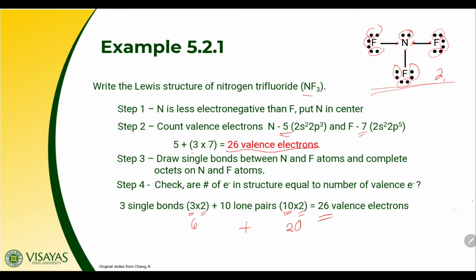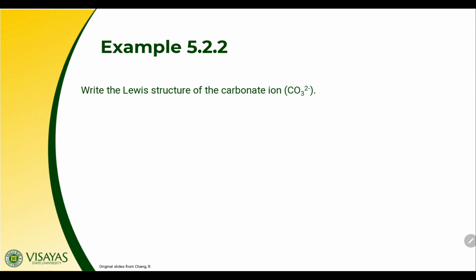So there are 26 valence electrons here, which is equal to the computed or counted valence electrons. So therefore, this structure now is correct because the number of electrons in the structure is equal to the computed valence electrons. Another example, write the Lewis structure of the carbonate ion.